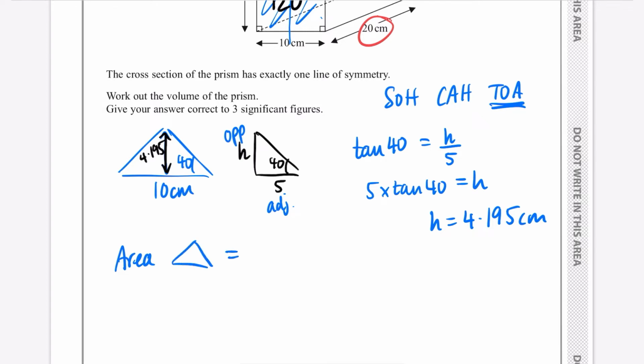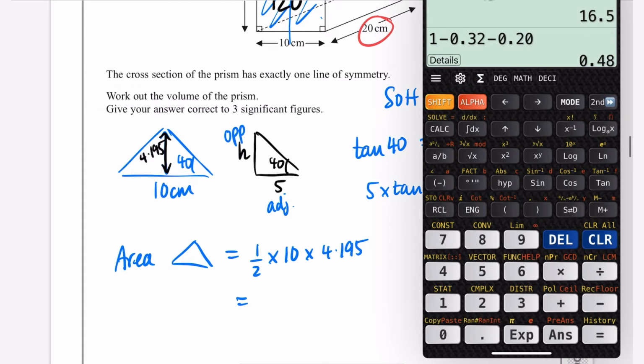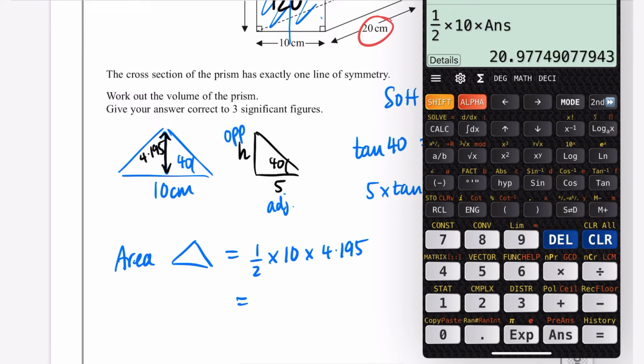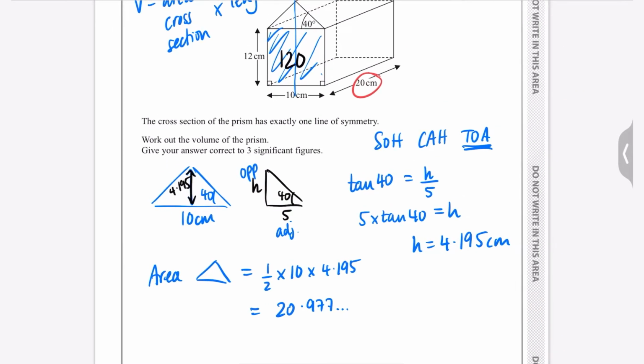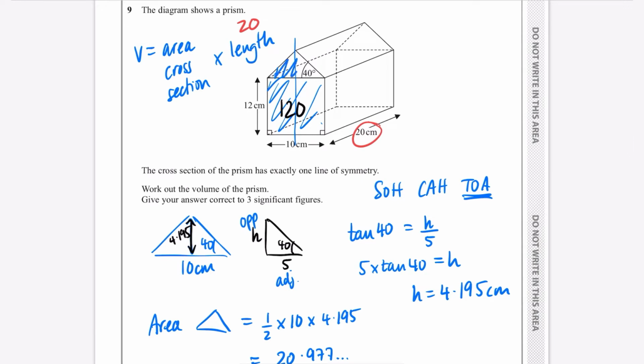The area of the triangle is a half multiplied by the base multiplied by the height, which is 4.195 that we have here. So on my calculator, I'm going to keep the full version as the answer button. I'm going to do a half multiplied by 10 multiplied by the answer, and we get that the area is 20.977. I'm just going to leave that in my calculator. So we now know what the area of this top section is as well.